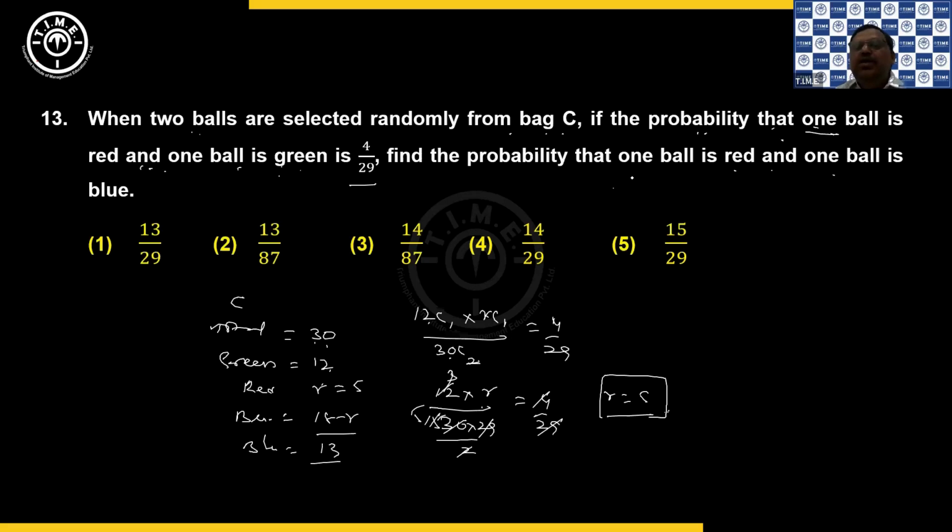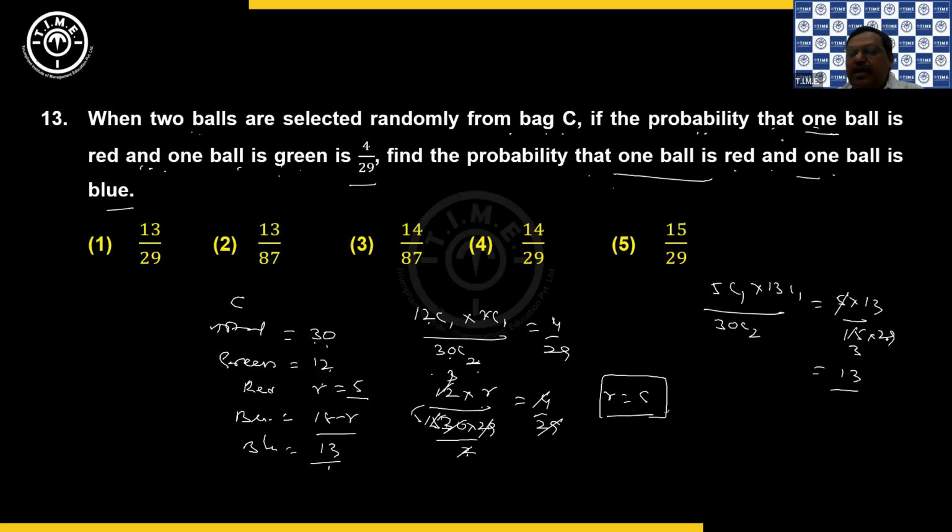Now, what is your question, students? Probability that one ball is red and one ball is blue. Red, I have 5 balls. Blue is 13 balls means it is 5C1 into 13C1 by again the same 30C2. 5C1 is 5, 13C1 is 13 by, as I told you students, 30C2 will be 30 into 29 by 2 means you are getting 15 into 29. Yes or no? So you can see 5 threes. My answer is 13 by 29 3 is 87. Right? You have 13 by 87 here.